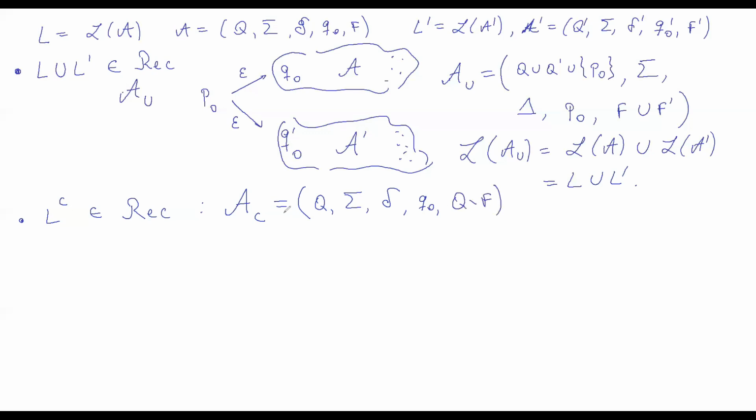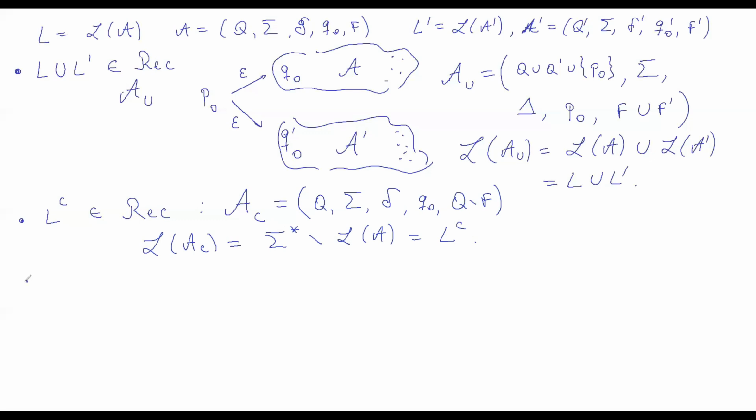So in other words, this automaton is going to accept whenever the original automaton was rejecting, and is going to reject whenever the original one is going to accept. So it's really easy to see that the language of this automaton is exactly sigma star minus the language of A, which is really the complement of language L.